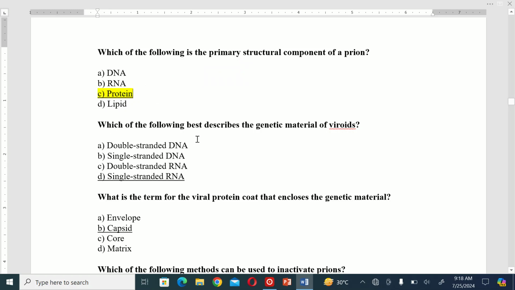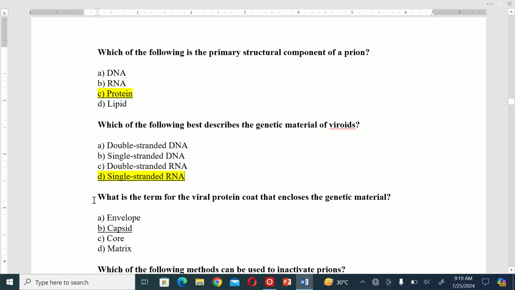Which of the following best describes the genetic material of viroids? A. Double-stranded DNA. B. Single-stranded DNA. C. Double-stranded RNA. And D. Single-stranded RNA. So the correct option is D. Single-stranded RNA.